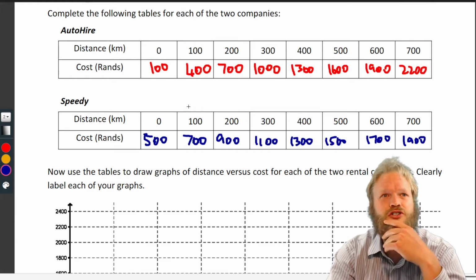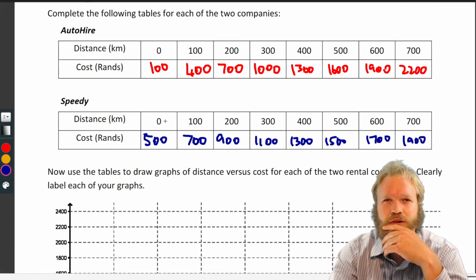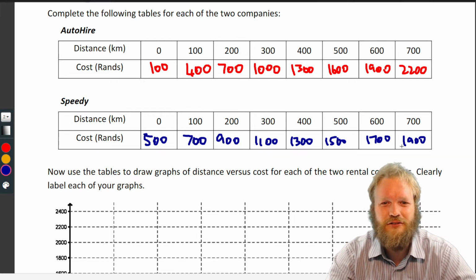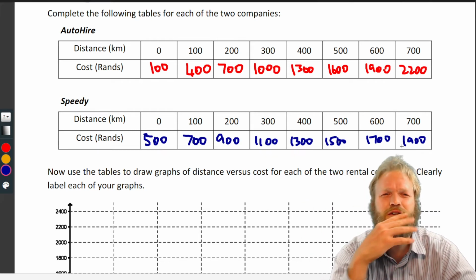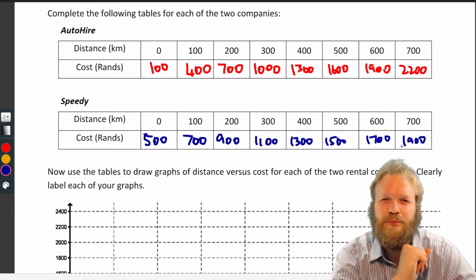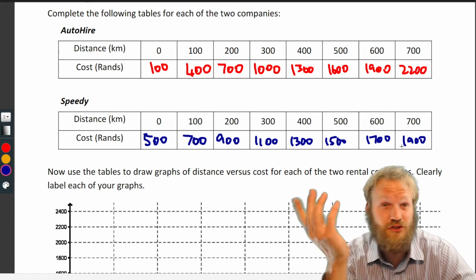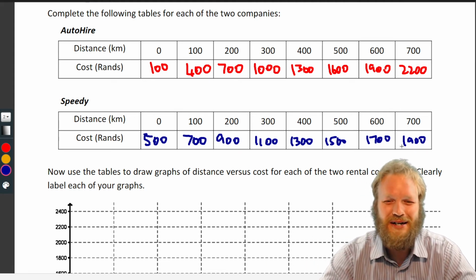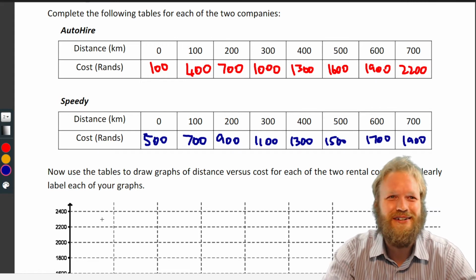Just looking at those two tables, what sticks out as something that's clearly a bit different, or what sticks out to you about the costs compared between Auto Hire and Speedy? Okay, I'll just see what you wrote there. I don't want to say what stuck out to me, which is what I normally do, but I'm just going to see what you said and take it from there.